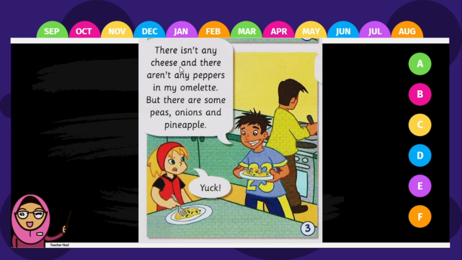There isn't any cheese and there aren't any peppers in my omelette. But there are some peas, onions, and pineapple. Yuck. Okay, now we read this together.